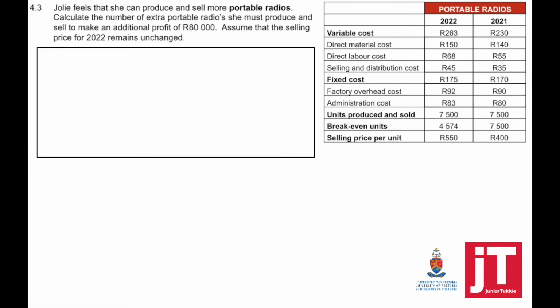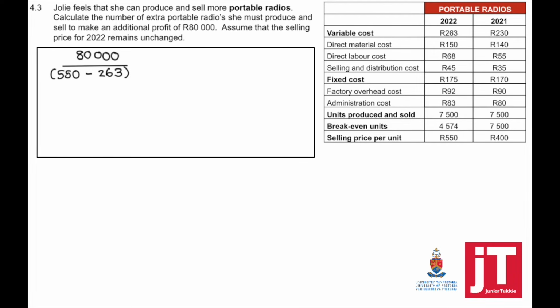Question 4.3. Jolie feels that she can produce and sell more portable radios. Calculate the number of extra portable radios she must produce and sell to make an additional profit of $800,000. Assume that the selling price for 2022 remains unchanged. Now, this is also another way in which they ask the break-even point. There are different ways in which we can get to the same answer.